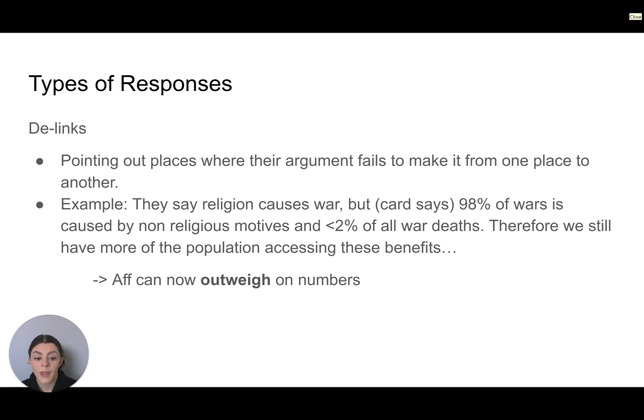So, therefore, we still have more of the population accessing these benefits. So again, this allows you to also segue into outweighing, 98% versus 2%. So you're delinking the part about religion causing war. If there is a more broad link chain, like A to B, B to C, C to D, D to E, and you delink D to E, you would say, Judge, we already proved that D to E is not true, so that means A cannot lead to E, right? That would be another way to do that for a more expanded upon link chain.